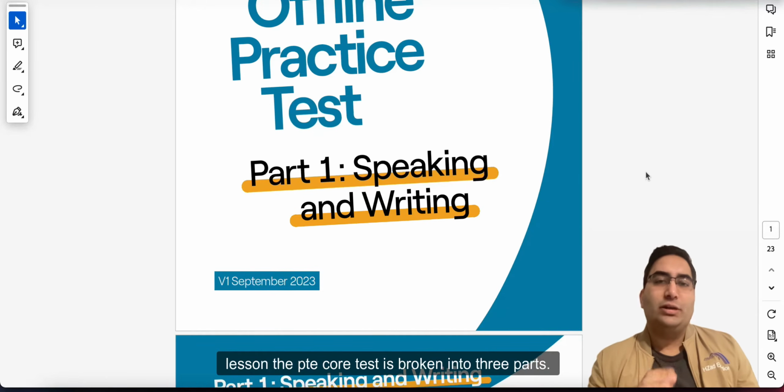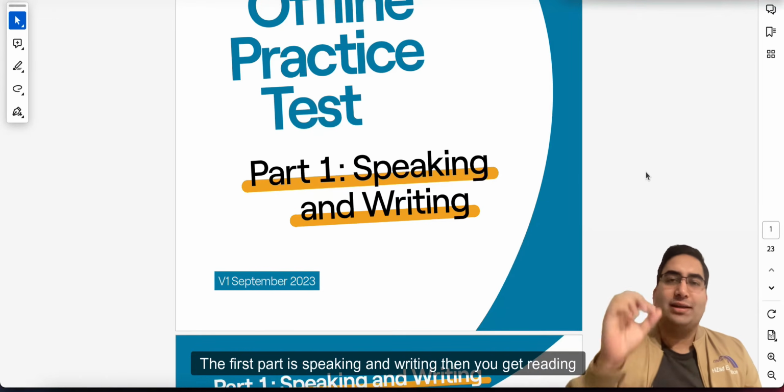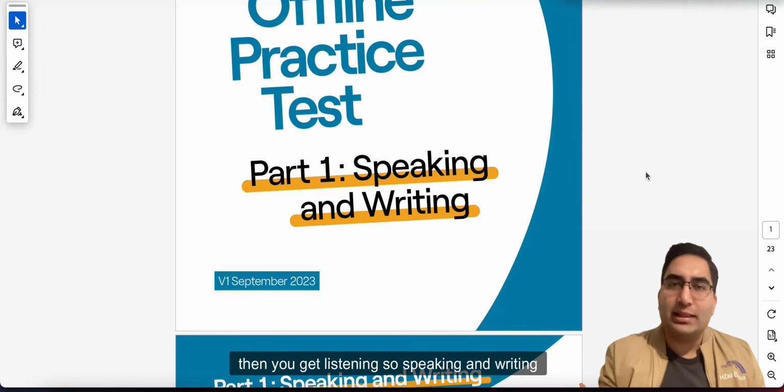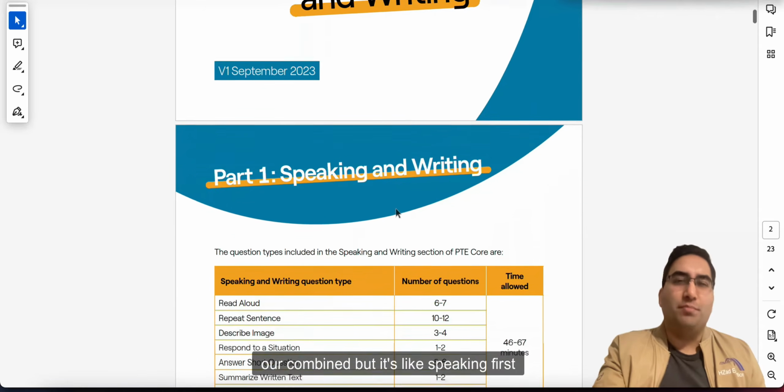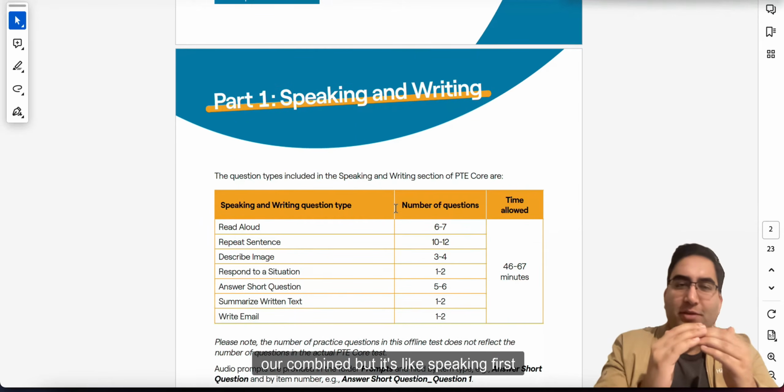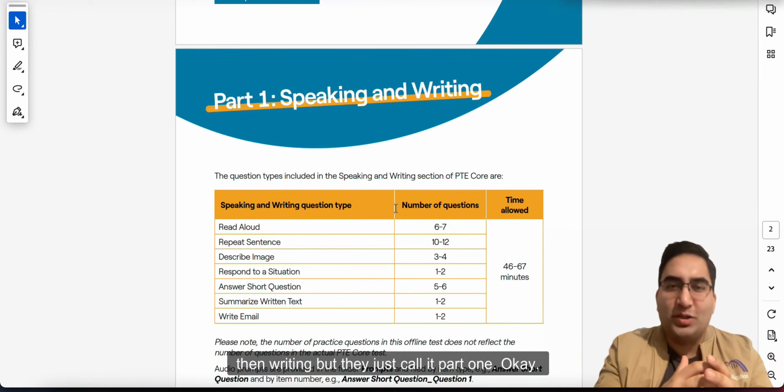The PTE Core test is broken into 3 parts. The first part is speaking and writing. Then you get reading, then you get listening. So speaking and writing are combined, but it's like speaking first, then writing, but they just call it part 1.